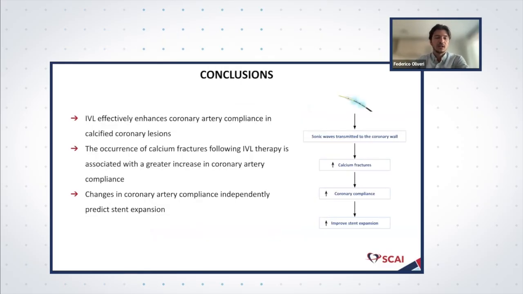So to conclude, we can say that IVL enhances coronary artery compliance in calcified coronary lesions. The occurrence of calcium fracture following IVL therapy is associated with a greater increase in coronary artery compliance, and change in coronary artery compliance is an independent predictor of stent expansion.